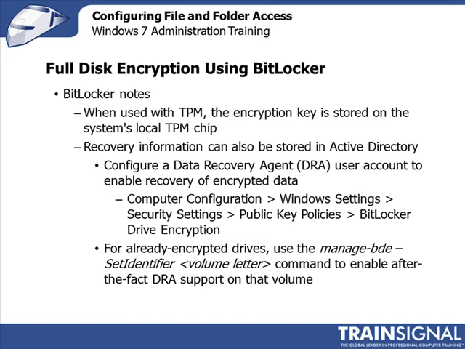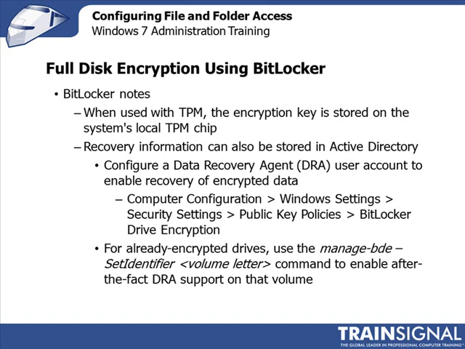And now for some general BitLocker notes. When you use BitLocker in conjunction with TPM, which is by far the preferred method, the encryption key is stored on the system's local TPM chip. There may come a time when you have to recover for some reason. For example, suppose the TPM chip was damaged or cleared by mistake, or the user forgot his or her password, or the USB device that holds the startup key is damaged.